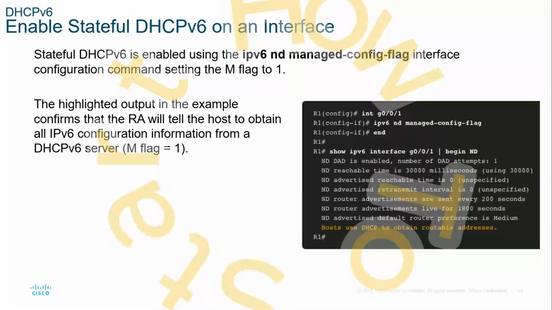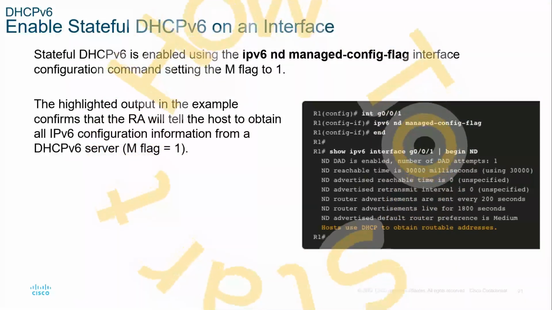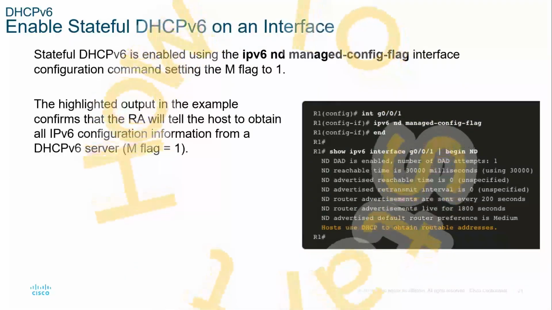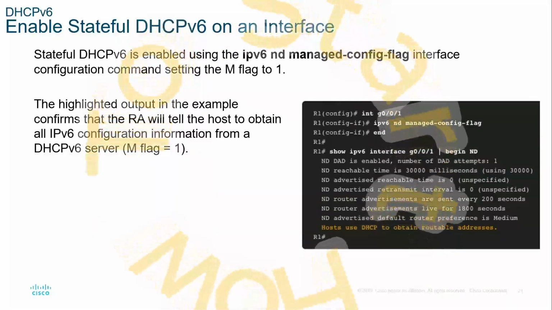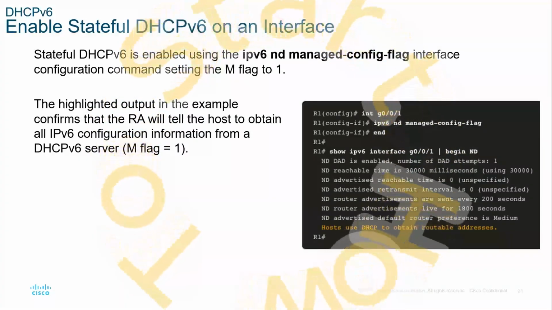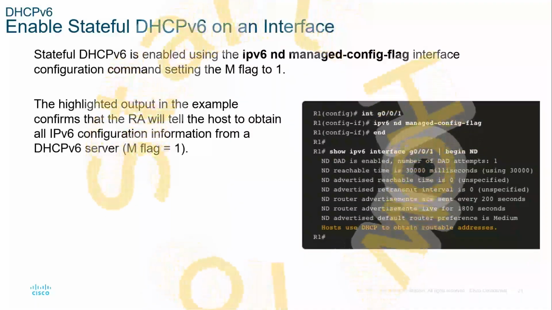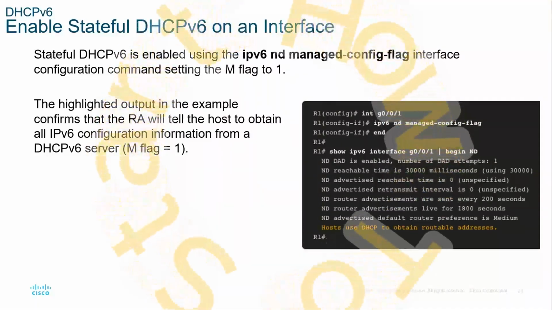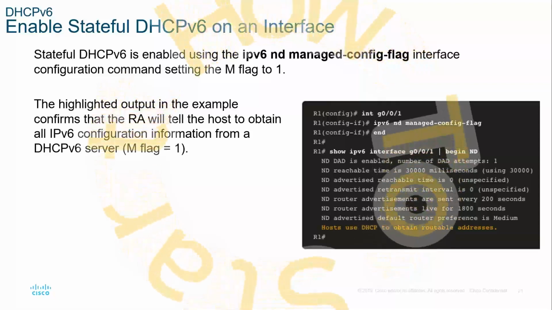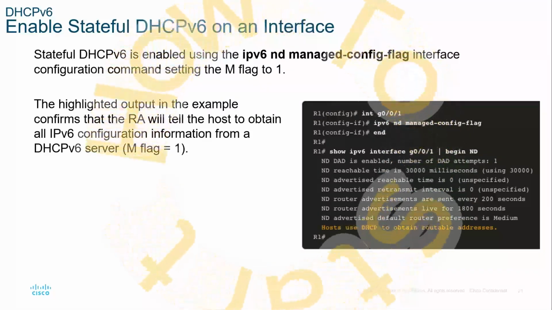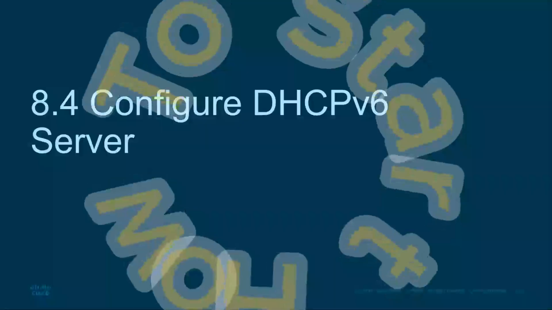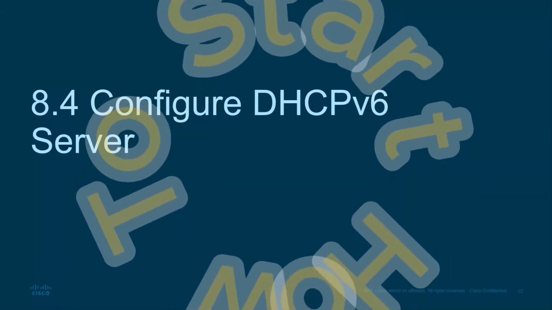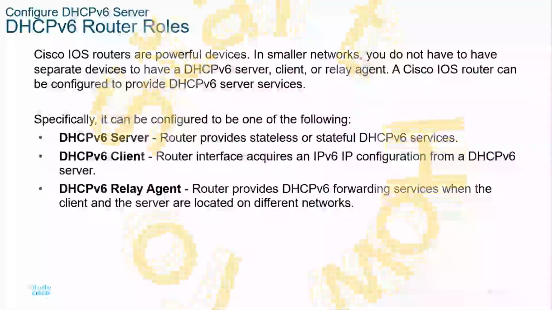So how do we actually enable a stateful DHCP server on an interface? We can set the ipv6 nd managed-config-flag, and again we see that the host will use DHCP to obtain routable addresses. That sets the M flag. So now that we've talked about this, how do we configure it? A big part of this is understanding how to configure it.